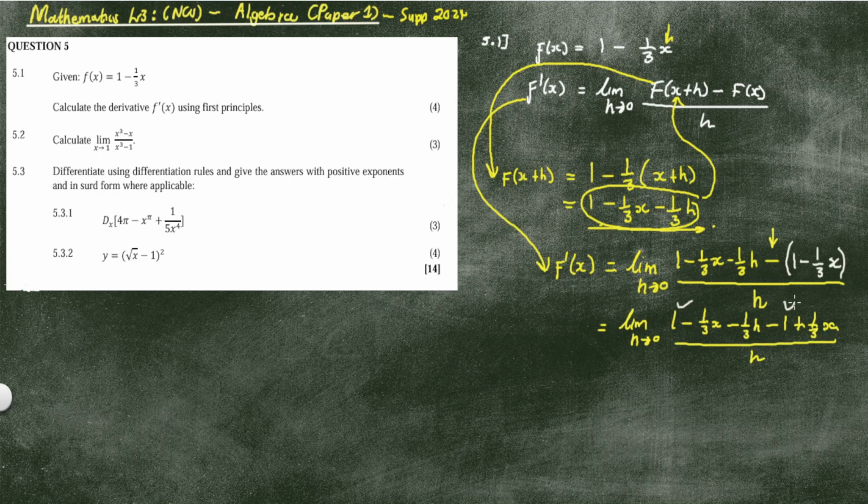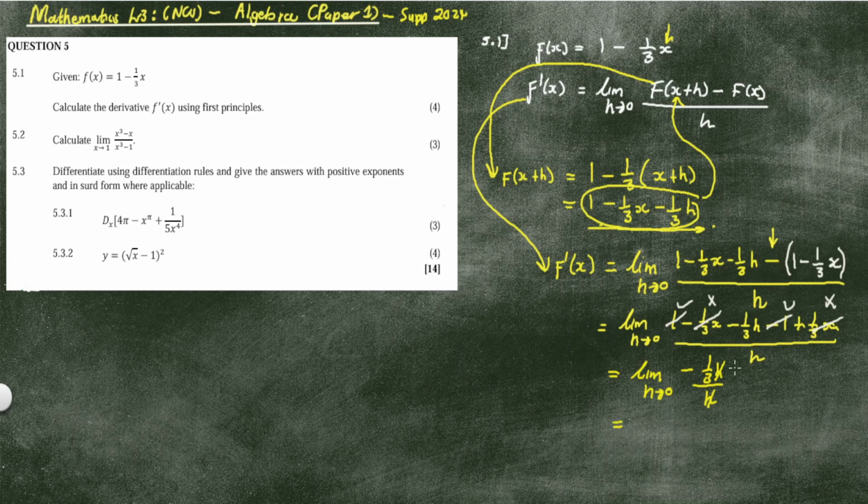This and this are like terms, just opposite terms, and they are the same, so they're going to cancel. This and this are both like terms, so they're going to cancel. I'm now left with minus 1 over 3h only. I continue writing the limit symbol as h approaches 0 until I make the substitution: minus 1 over 3h over h. The h cancels the h.